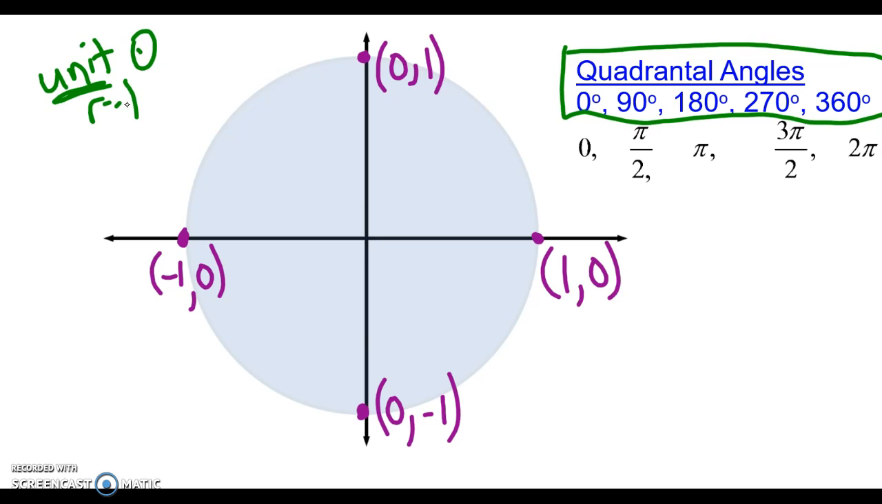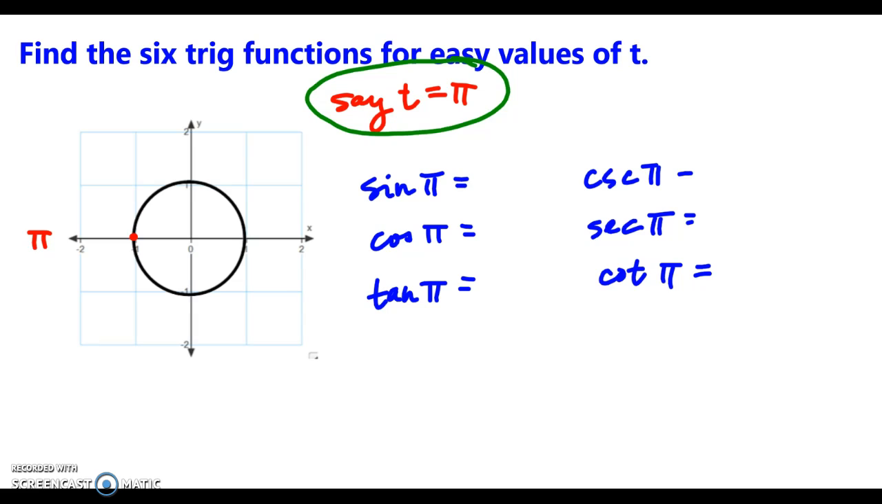So these are some of the easiest questions in terms of finding the trig values of the trig functions at the quadrantal angles, but I do want to go through an example. So if we look at the next example, find the 6 trig functions for easy values of t, and it says say t equals pi radians. So that means we would rotate to pi radians, and that would put us at this point on the unit circle, which has the ordered pair -1, 0.